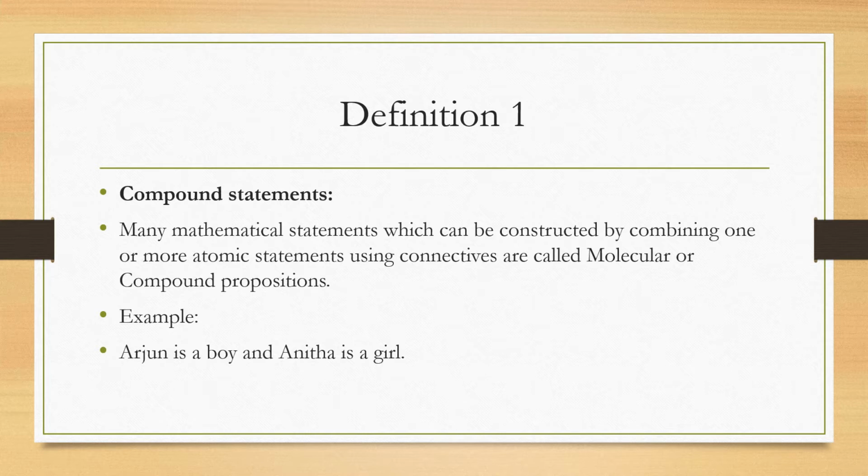Example, Arjun is a boy and Anita is a girl. So Arjun is a boy is an atomic statement or primary statement, and Anita is a girl is also a simple statement, a primary statement. These two statements are connected by a connective, that is AND.